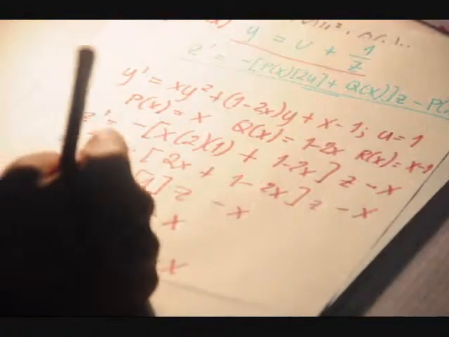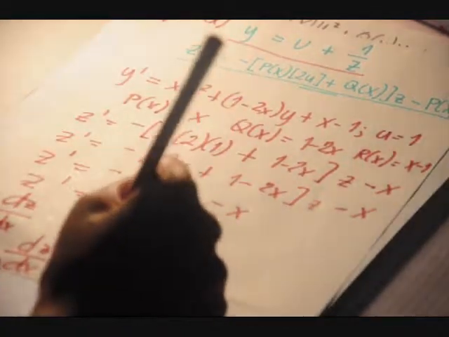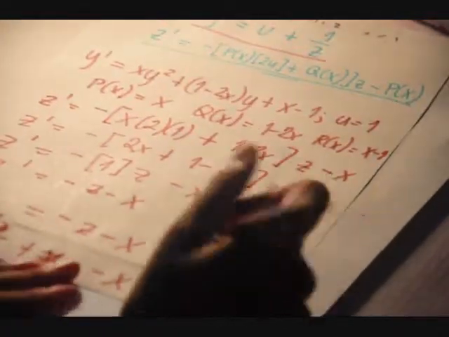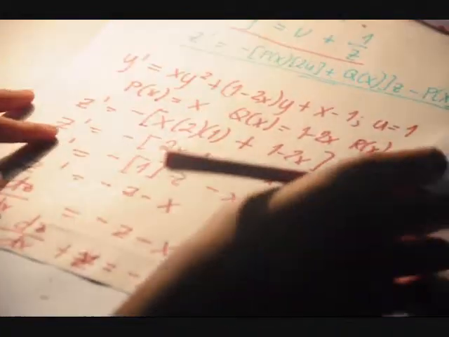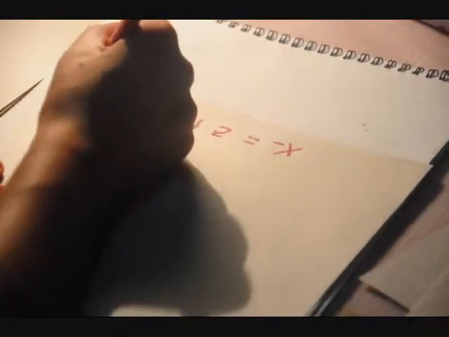So we have dz over dx plus z is equal to negative x. You can see now that this is a linear equation. So we have dz over dx plus z is equal to negative x. We will now find its integrating factor.